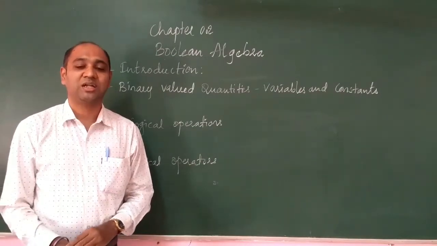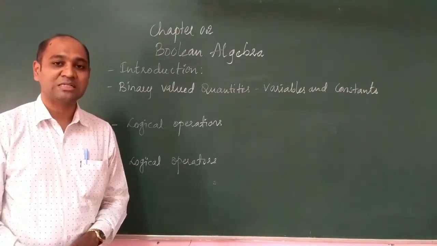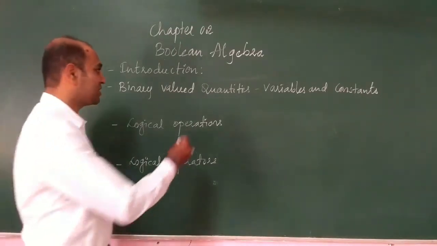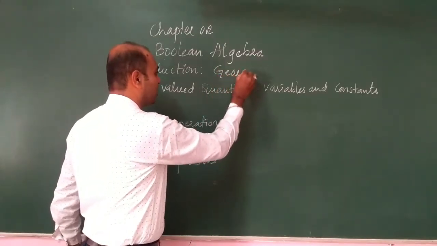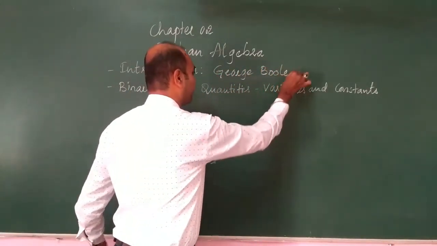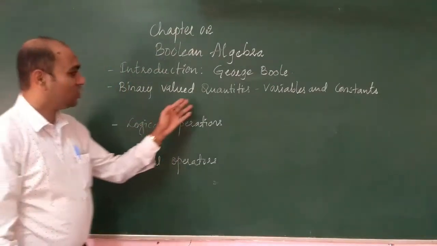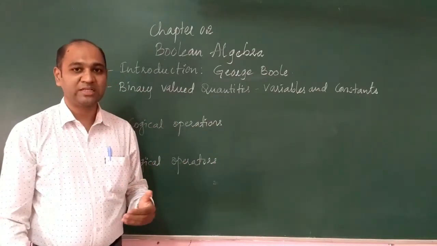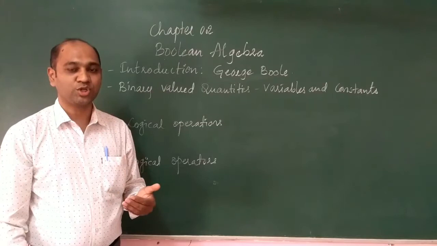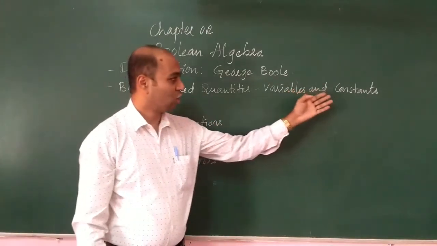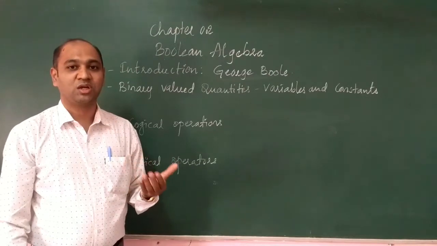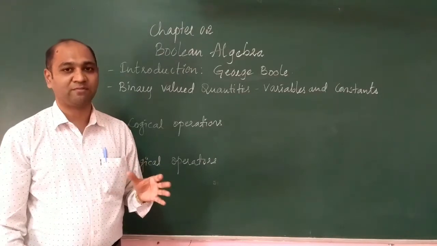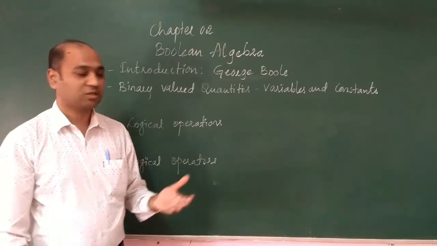This is used in the design of logic circuits of the computer system, and this Boolean algebra was introduced for the first time by a person called George Boole. Yes, let us move on to binary valued quantities, variables and constants. Variables are the quantities which change during the execution of a program. And constants are the quantities which do not change during the execution of a program. So these two definitions we have already studied in the previous course, right?